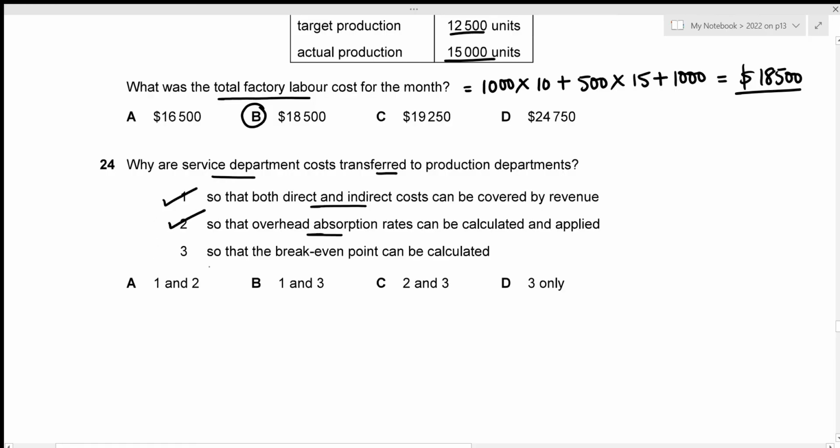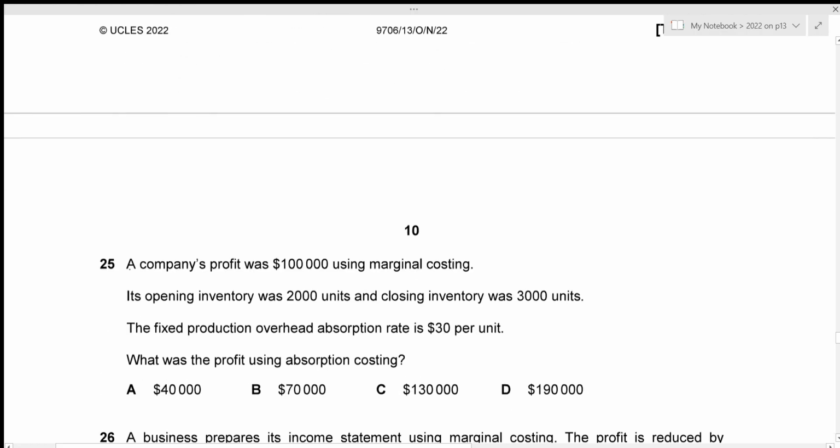And the third one is so that the break-even point can be calculated. So break-even point cannot be calculated by transferring the service department cost to production department because it follows marginal costing where we clearly identify our variable cost and the fixed cost. So this is incorrect. The correct ones are 1 and 2, which is given in option A. This concludes question number 24. We can now move towards question number 25.